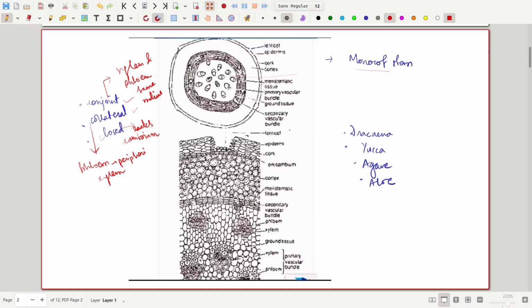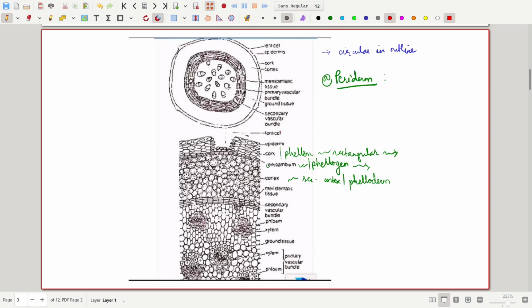Some monocots belonging to the family Liliaceae, along with Dracaena, the different kinds of yucca, agave and aloe and others, exhibit a special type of secondary increase in thickness. Now let's discuss in detail the transverse section of the Dracaena stem, which, you can see, is almost circular in outline.